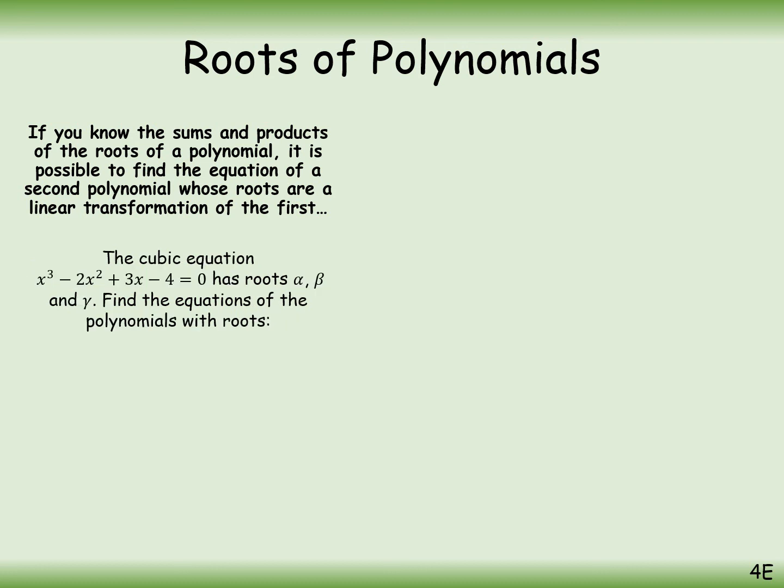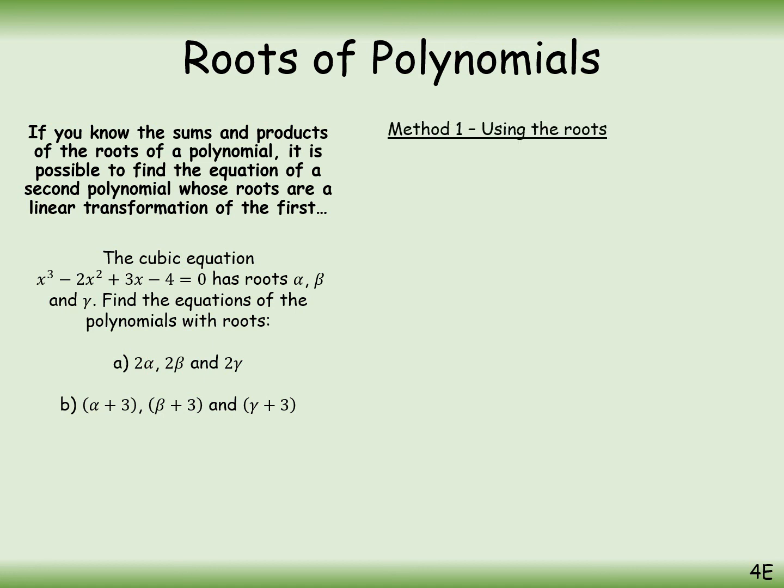So let's say you have a cubic equation and you have the roots of this cubic equation to be alpha, beta, gamma. What we're going to do is find out what the equation would be if the roots were doubled. So let's focus on the doubling of the roots: 2 alpha, 2 beta, 2 gamma. And then also look at what would happen if you were to increase the roots by 3.